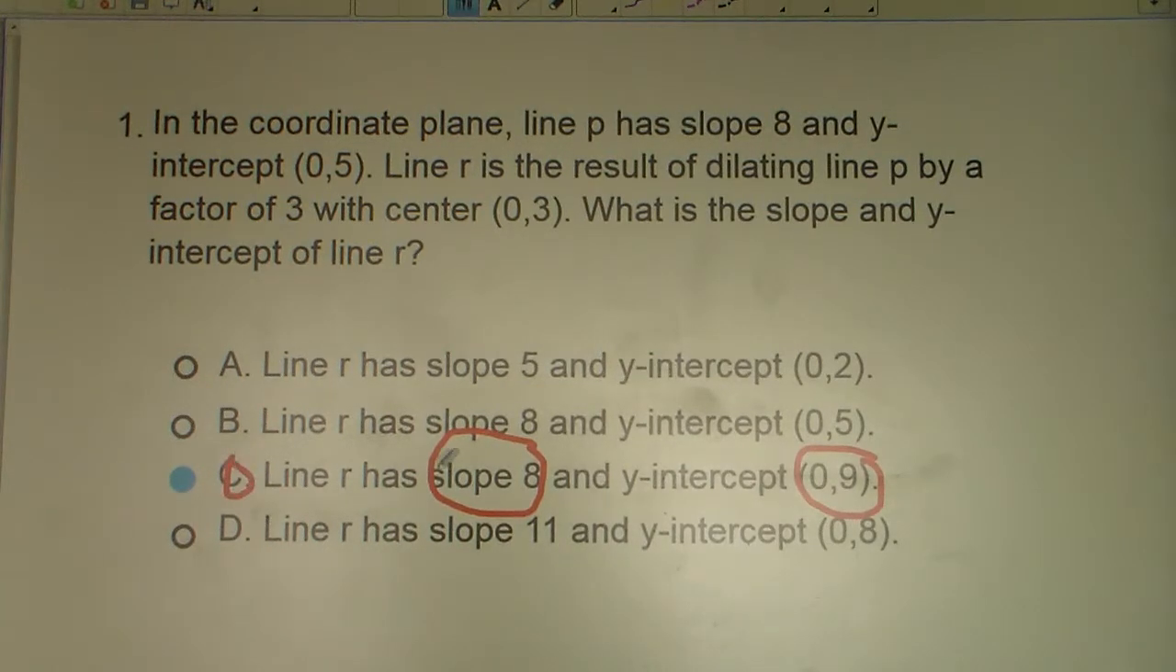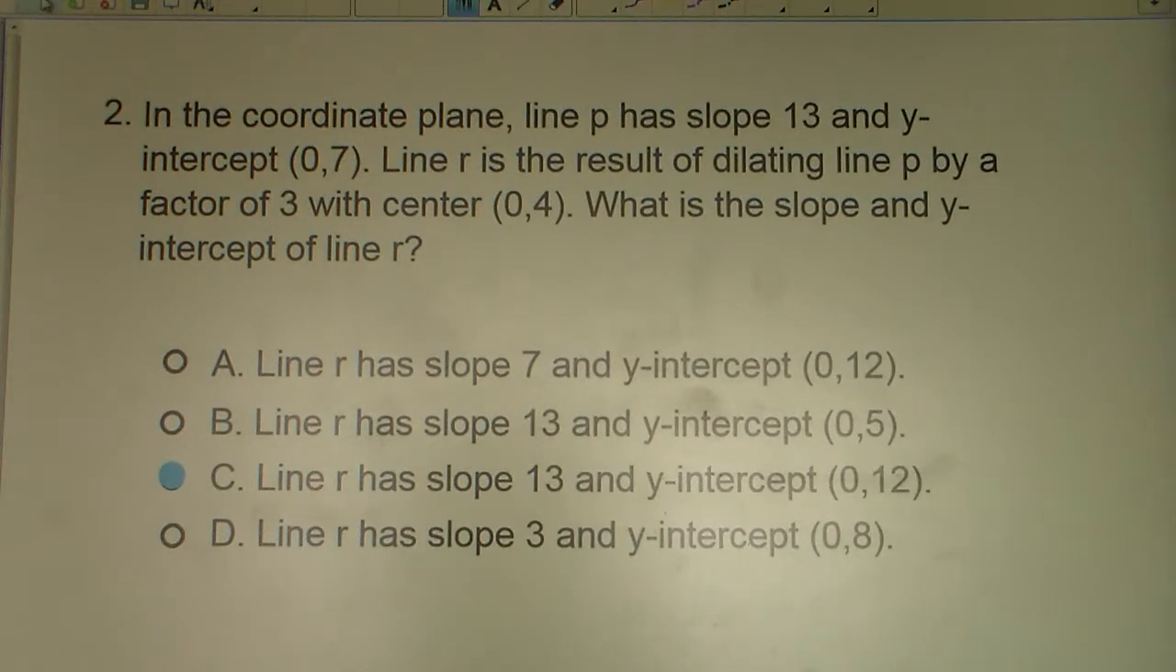So number 1 is C. In other words, the same slope as the given slope. And all you got to do is take this number and multiply it by the coordinate. 3 times 0 is 0. 3 times 3 is 9. So the correct answer for number 1 is C.